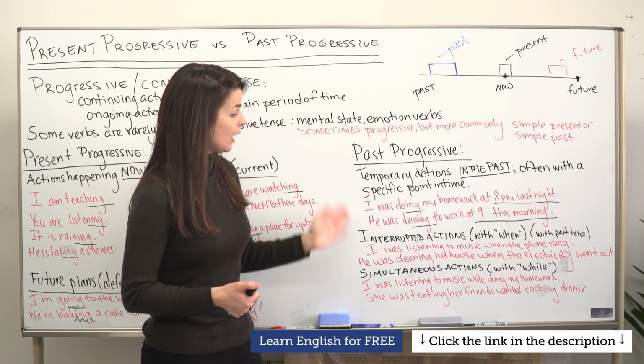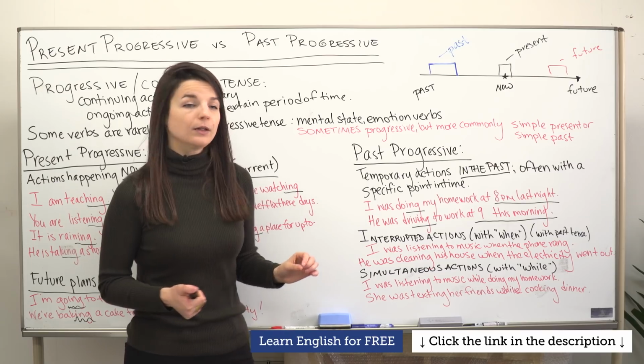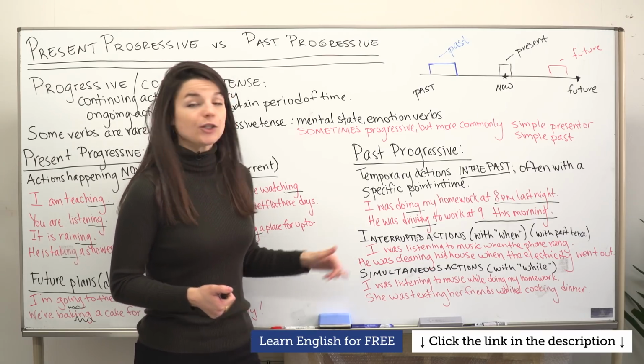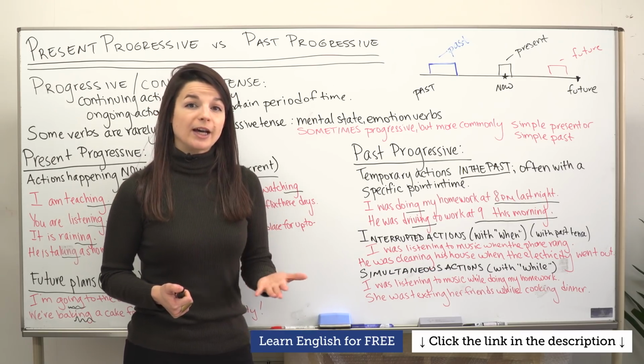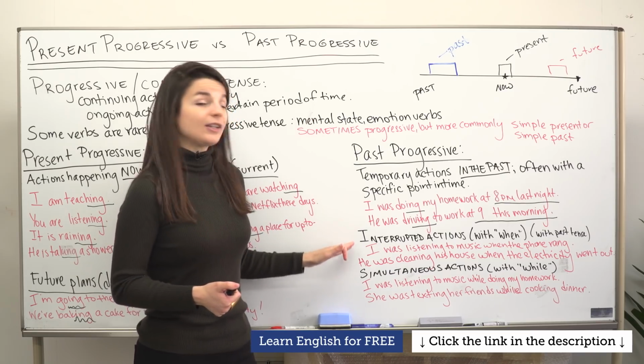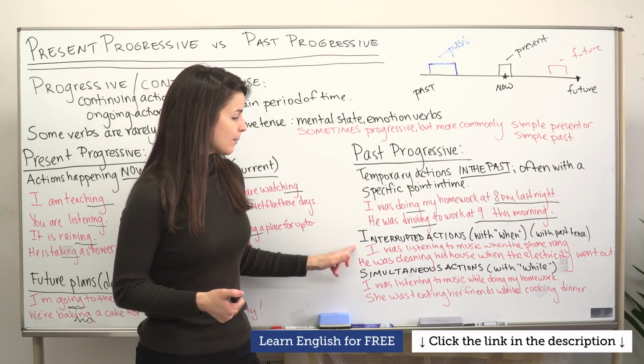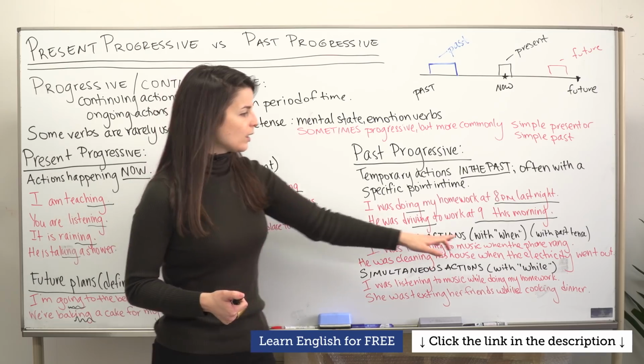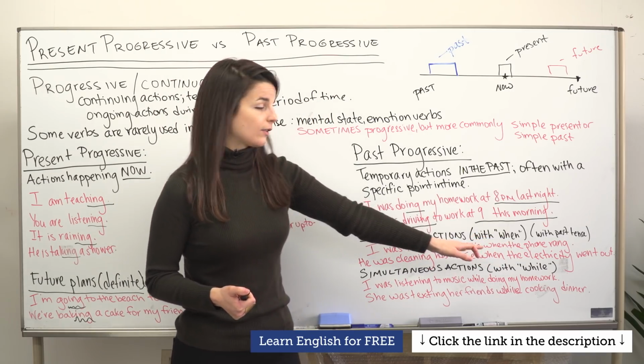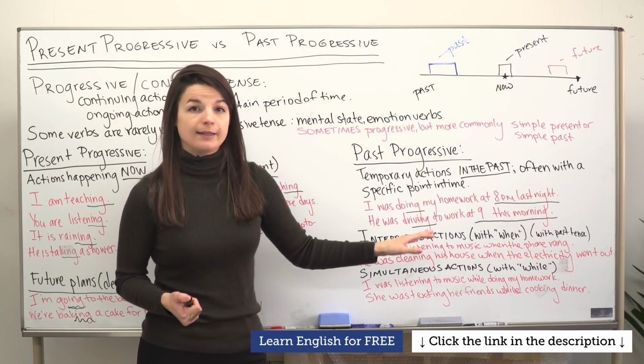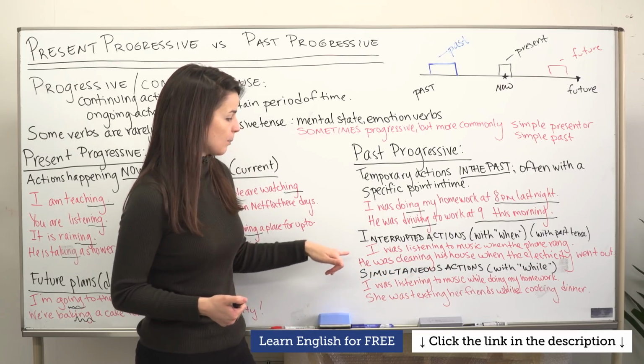Okay. I want to talk about two other patterns though. The first one is for interrupted action. So we can use the past progressive to talk about an interrupted action. And this is something that we'll see. We use the word when to describe this. So first I want to introduce the examples and then I want to talk about it more.